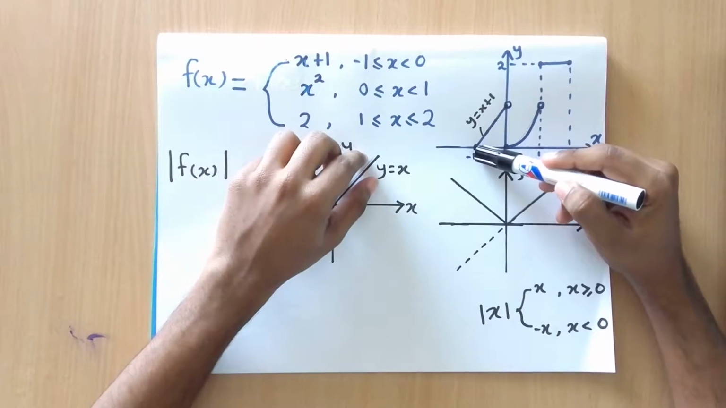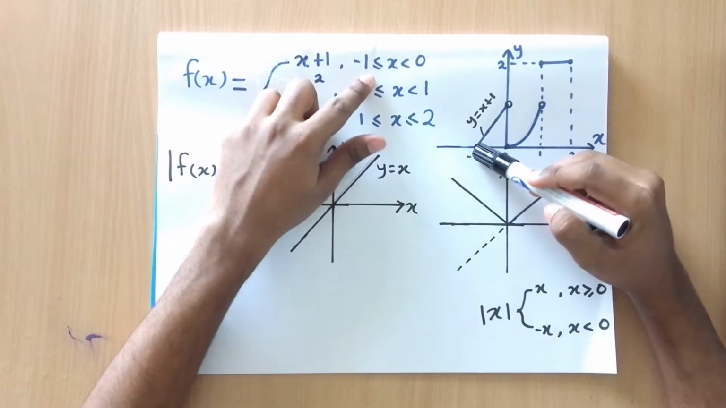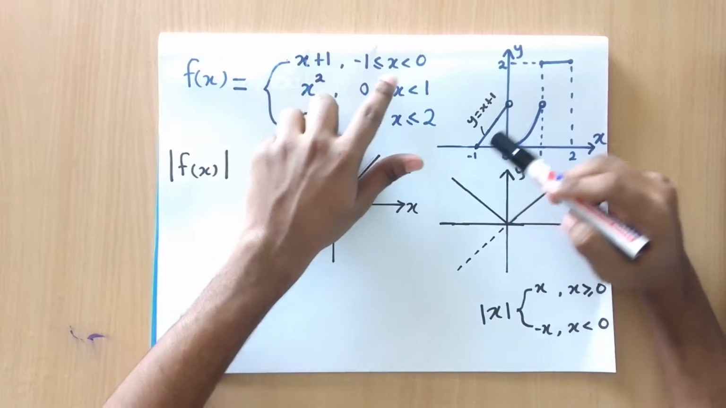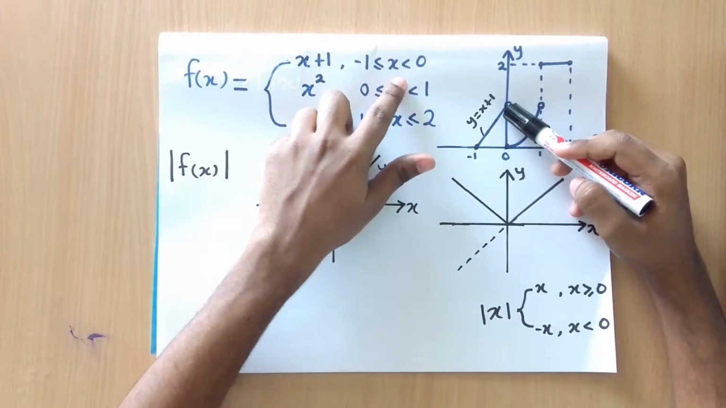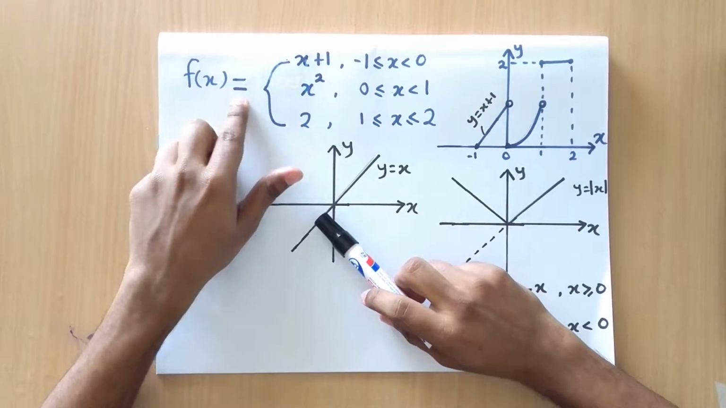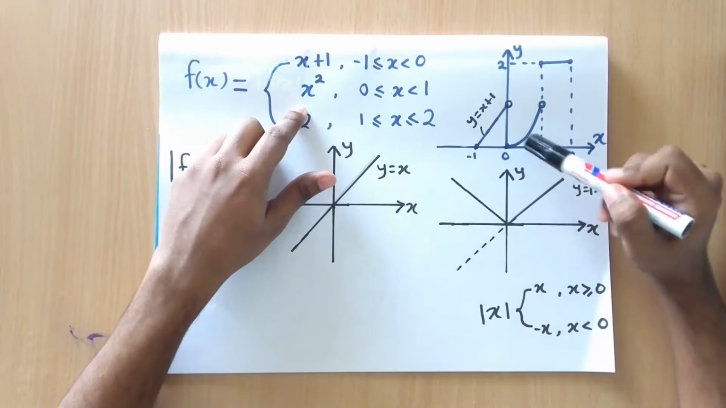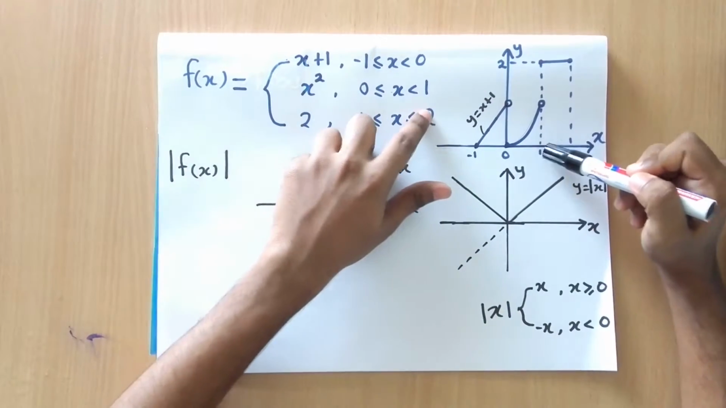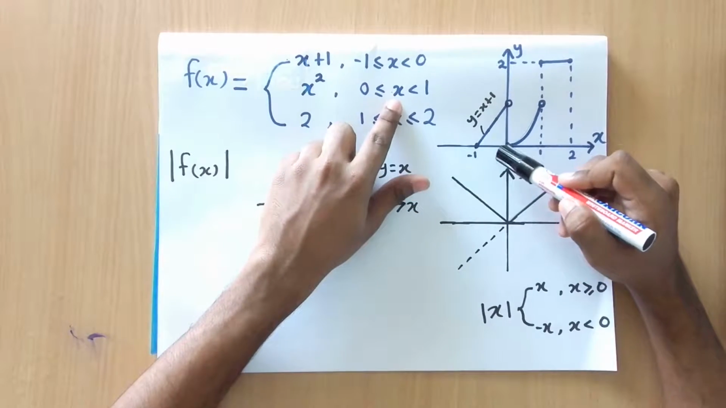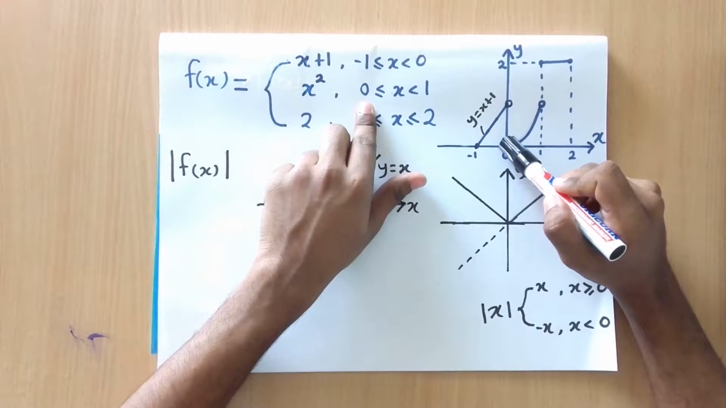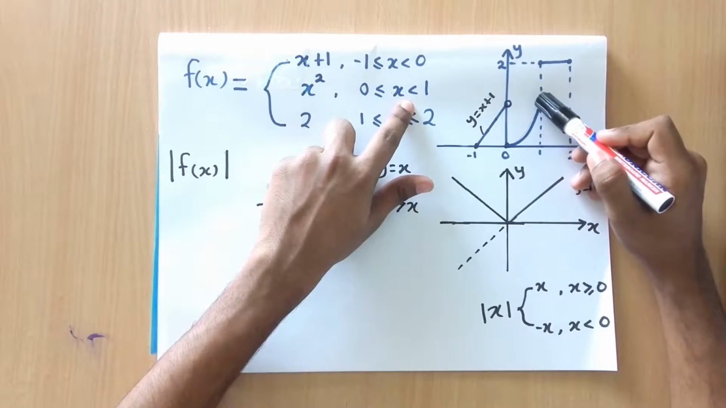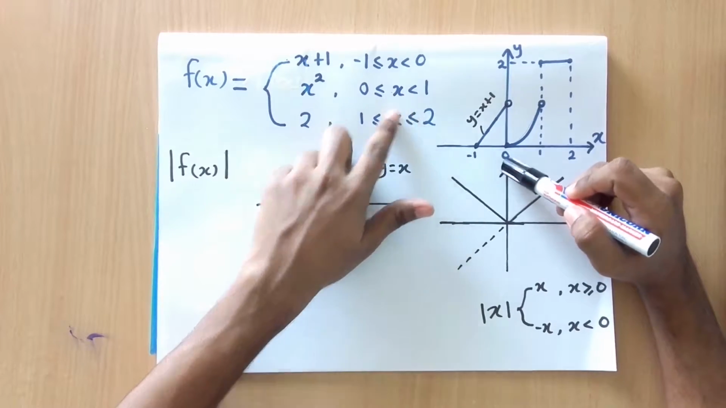Remember, we use a bold circle to indicate that the respective point is included and an empty circle to indicate that the point is excluded. The next formula, f(x) equals x squared, can be drawn from 0 to 1 as follows. Here, x can be equal to 0, so it's a bold circle, but x cannot be equal to 1, so it is an empty circle.